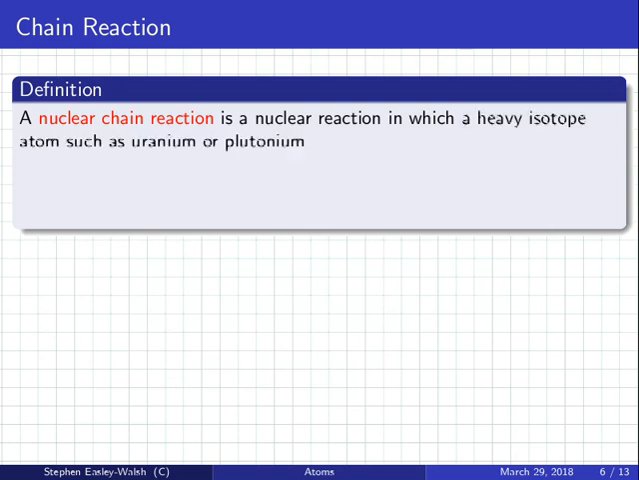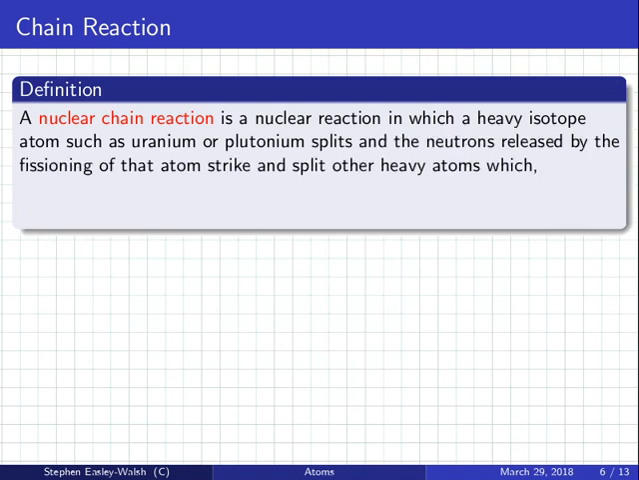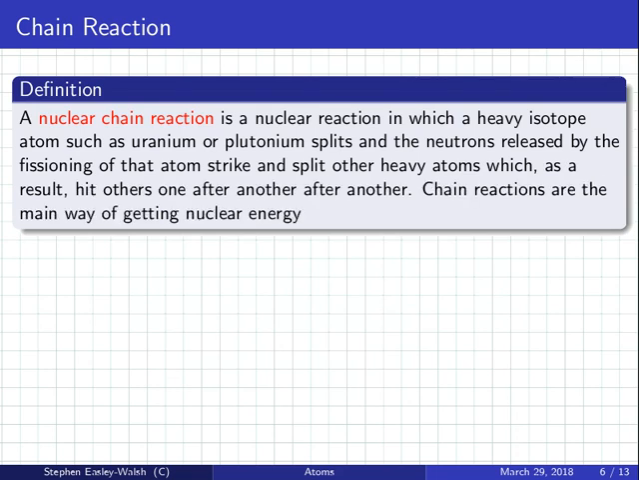A nuclear chain reaction is a nuclear reaction in which heavy isotopes like uranium or plutonium split, and the neutrons released by the fissioning of the atoms strike and split other heavy atoms, which as a result hit one after another, and so on. Chain reaction is the main way of getting energy.